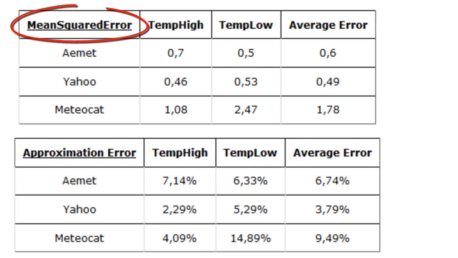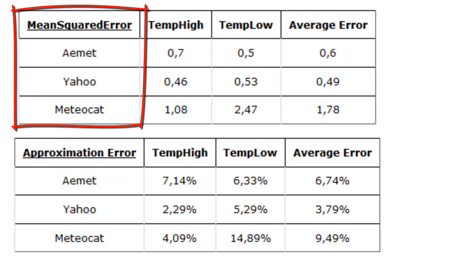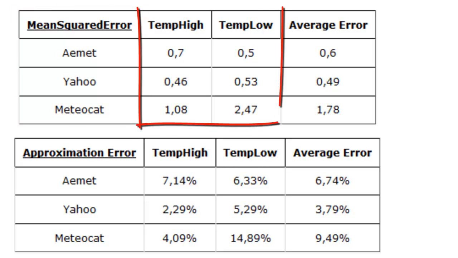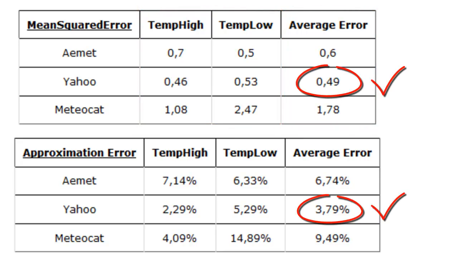We have two tables with the mean squared error and the approximation error respectively. In the tables, the first column has the name of the web service. The second and third columns demonstrate the errors of the high and low temperatures respectively. The last column shows the average error, which is an arithmetic mean between the two previous columns. We can see that Yahoo was the predictive service with the highest quality.